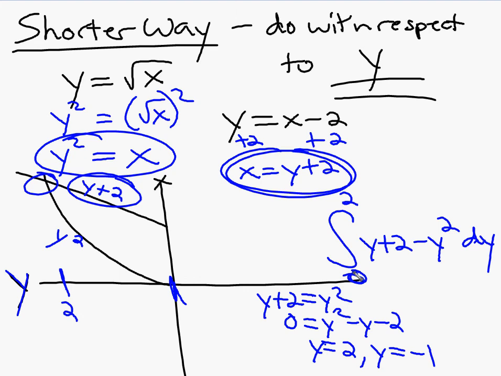And then you finish the problem just like any other problem. You just find your antiderivative, plug in your numbers, and use the fundamental theorem of calculus, and you get your value. You would get 10/3 on this problem. So it's much easier, the shorter way, to rotate it and do it with respect to y. And we're going to stop there for today.